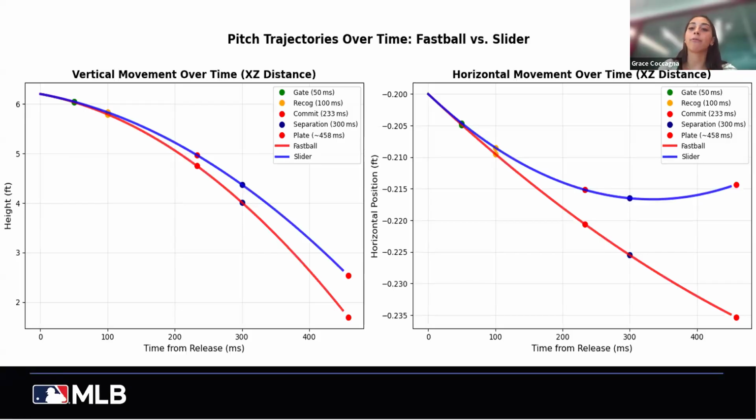Looking at a similar graph from earlier in the presentation, we can now add that separation point onto the 2 tunneled pitches' trajectories. And this is just giving us a visual of where that is in reference to those other 3 points in the tunnel.